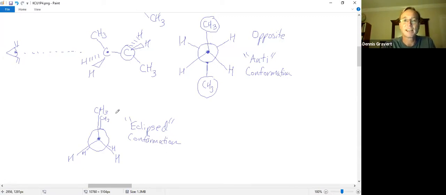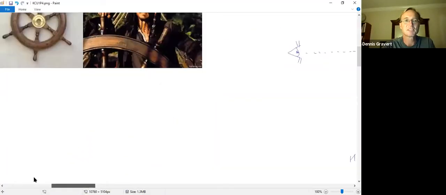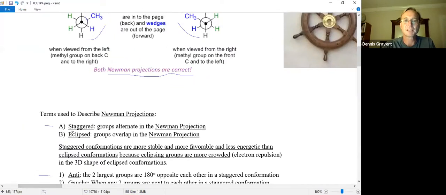Definitely not anti. The two biggest groups are actually crowding each other out. That's not so nice. Let's go back to our key concepts. Let's see what terms are still missing. Which ones still need some definitions? We got staggered and eclipsed. Good. Staggered are more favorable, more stable, less energetic, right?